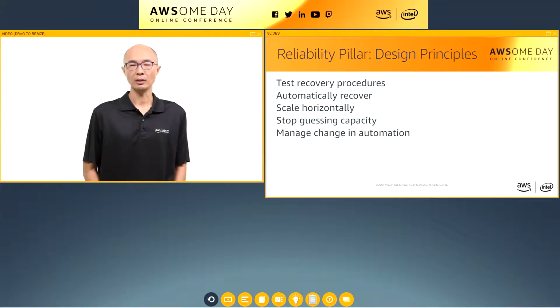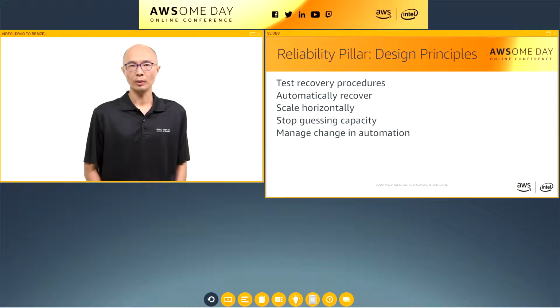Stop guessing capacity. In the cloud environment, you have the ability to monitor demand and systems utilization, and automate the addition or removal of resources. This is designed to make sure you have the optimal level to satisfy your demand without over or under provisioning.